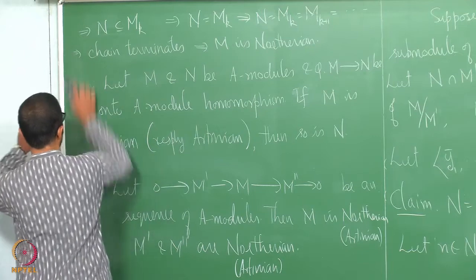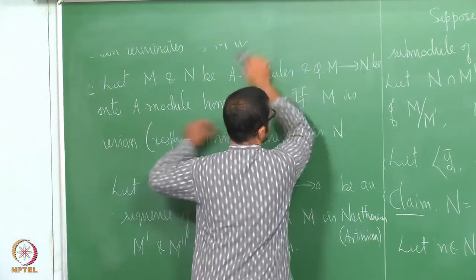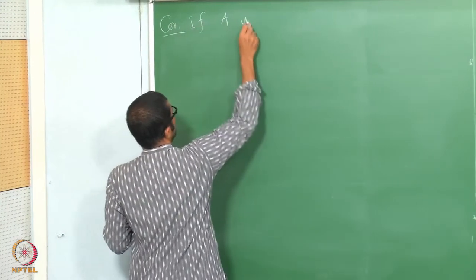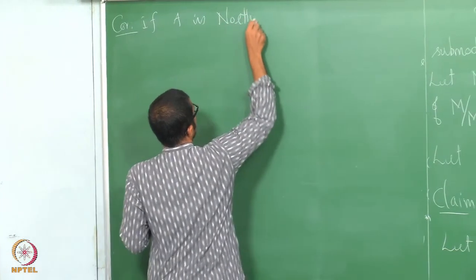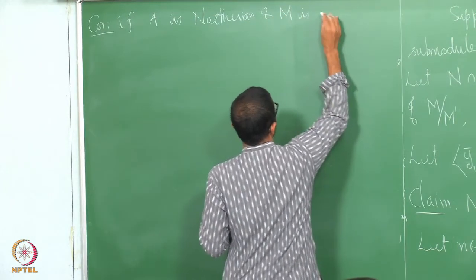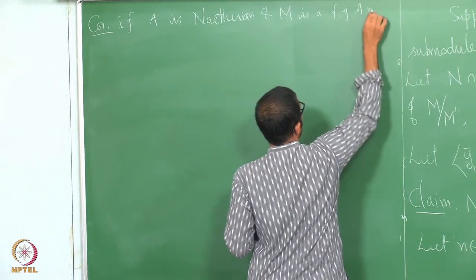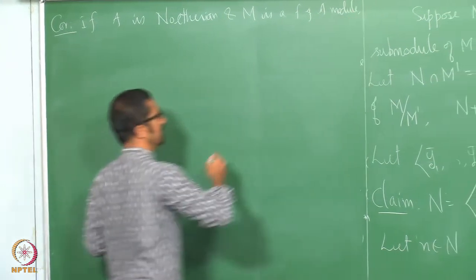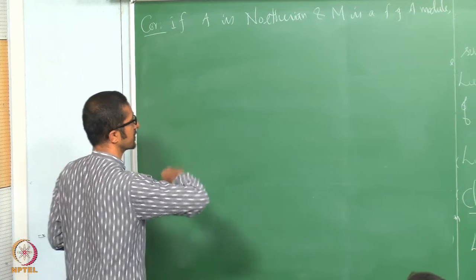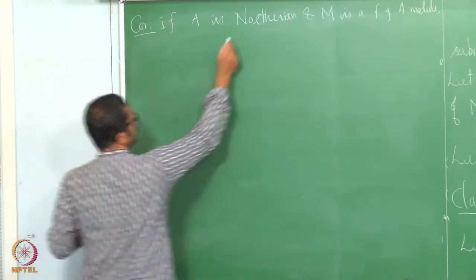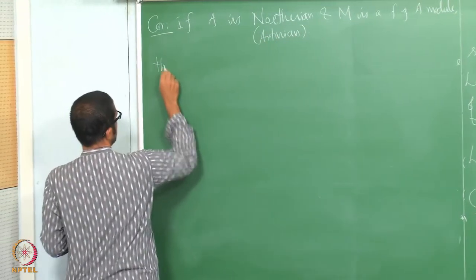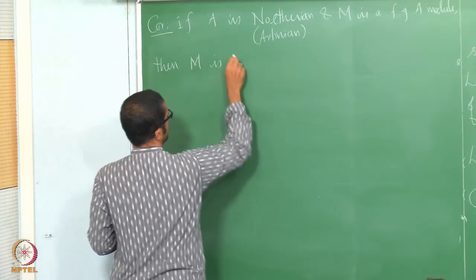And if you look at the proof, it is very similar to the proof of: if A is Noetherian and M is a finitely generated A module, then M is Noetherian, Artinian. This I could have stated immediately after the first proposition.